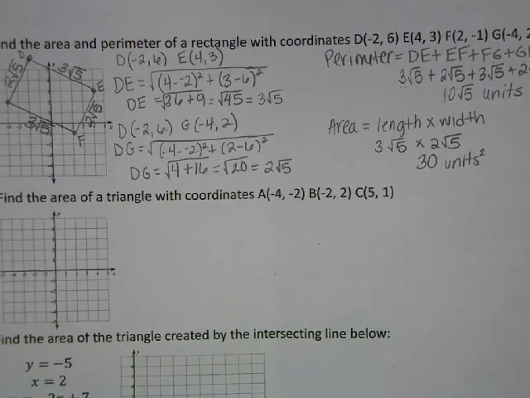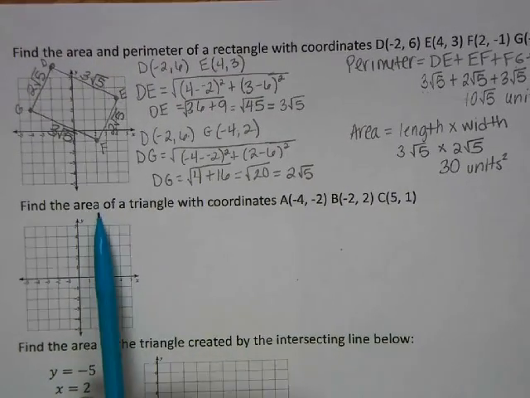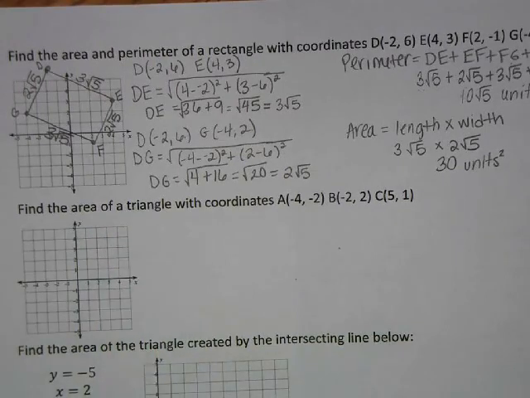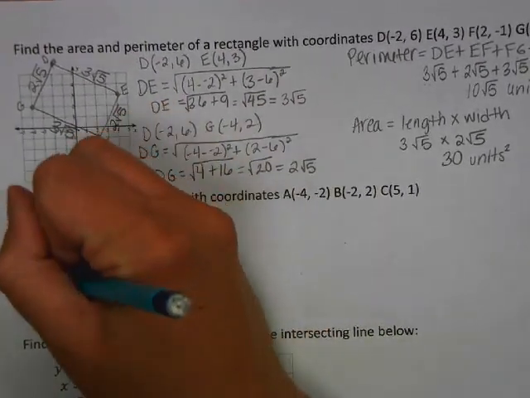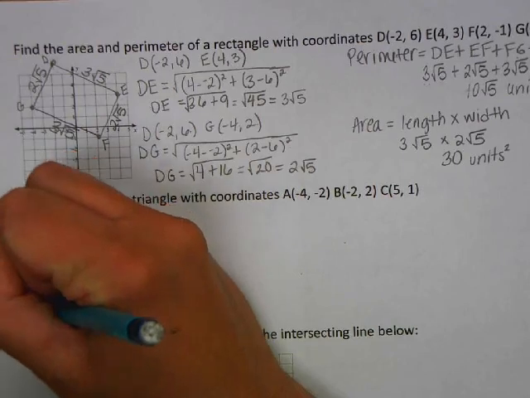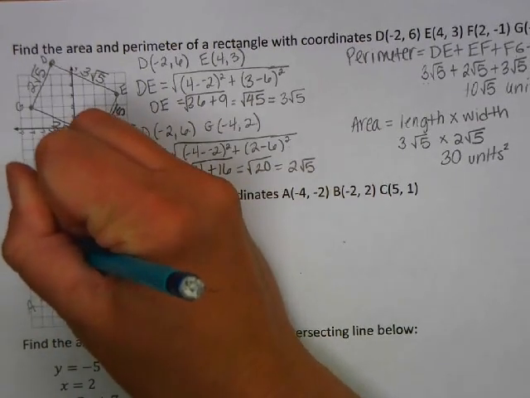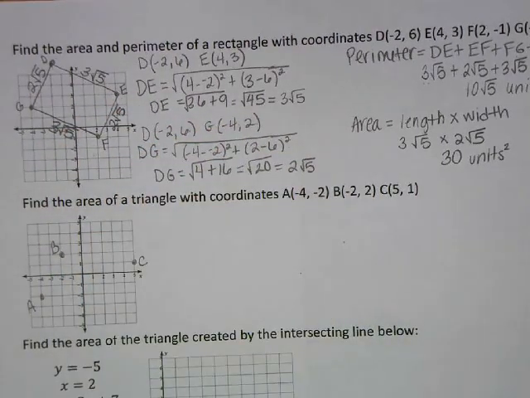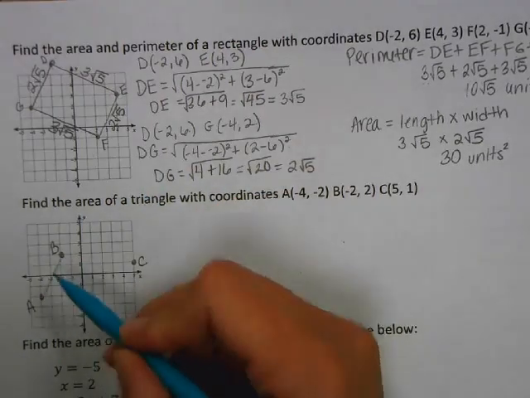Okay, example 2. We're now going to have a triangle, and all we're doing is finding the area. We don't have to calculate perimeter for this one. We're just going to calculate the area of the triangle. So first things first, plot your points. A is -4, -2. B is -2, 2. And C is 5, 1. And then connect those 3 points to form your triangle.